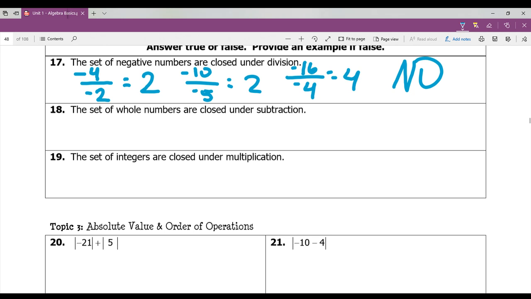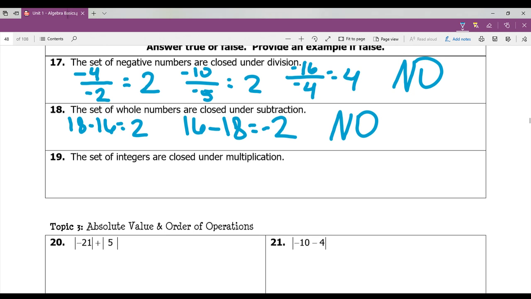Okay. The set of whole numbers are closed under subtraction. Alright, let's see. Let's think out loud for a minute. That's what I like to do. Whole numbers are 0 and up. So let's do 18 subtract 16. That's 2. Hey, there we go. Notice what happens if I turn that around. I get negative 2. This answer, negative 2, is no longer whole. That's an integer. So no, we are not closed.